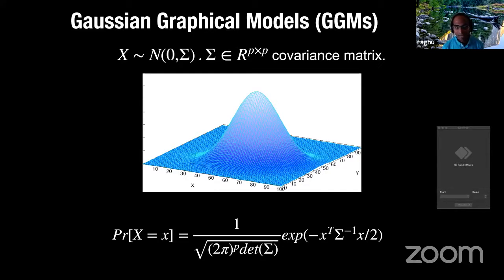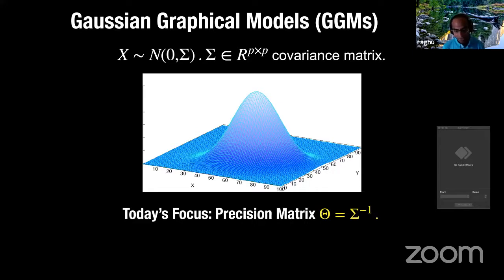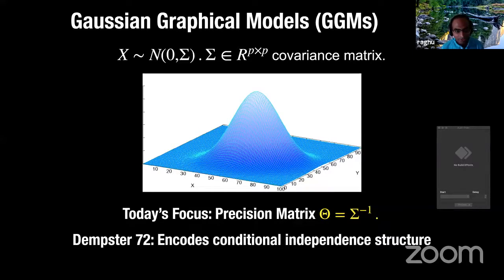But in the graphical models literature, and today, we'll instead mainly focus on a related matrix, which is the precision matrix, theta, defined as the inverse of the covariance matrix. So why look at the precision matrix? The reason goes back to a fundamental fact found by Dempster in '72, who showed that the precision matrix encodes certain additional information about the distribution. In particular, it encodes the conditional independence structure of the distribution.